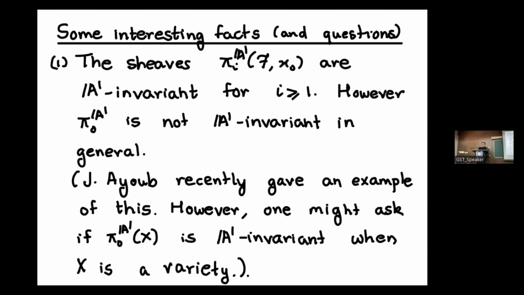And maybe some constructions may need to be modified and so on, but it still actually makes it interesting: why is it not A1 invariant? So his example is of an abstract space, abstract in the sense that it is not a scheme. It's not a variety actually. So I would still like to know if pi naught A1 is A1 invariant when X is a variety. This is still an interesting problem.